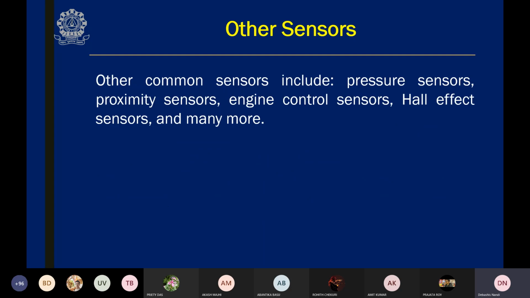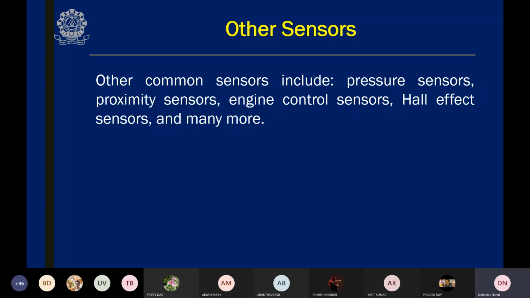It is not possible to discuss all types of sensors. Pressure sensors are there, proximity sensors, engine control sensors, Hall effect sensors, and many more. These are the basic sensors which are widely used in different applications. The image sensor is the most important sensor, because most of the time we want to get the image information for processing the signal to take decision about the environment. Temperature sensor is also important.